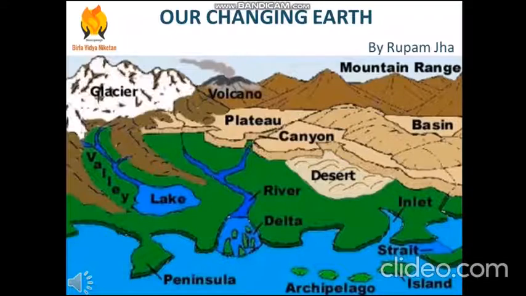So to come to volcano, what is a volcano? A volcano is a vent, which is an opening in the earth's crust through which molten material erupts suddenly. Now, what are earthquakes? When the lithospheric plates move, the surface of the earth vibrates. This vibration is because of the sudden release of energy. Now, these vibrations, they travel all around the earth. This is known as earthquake.